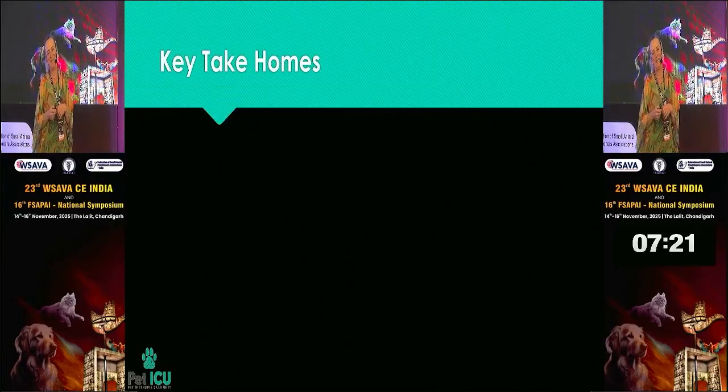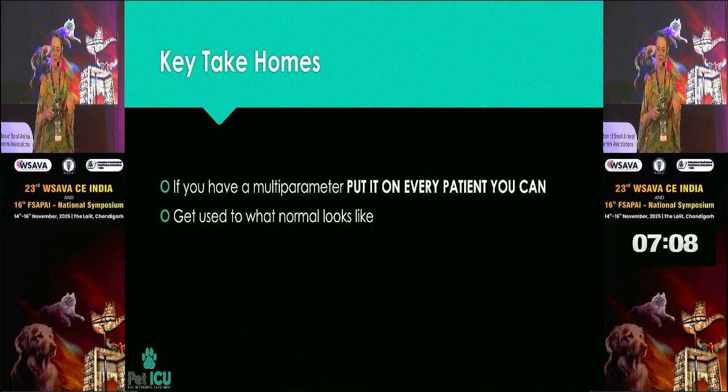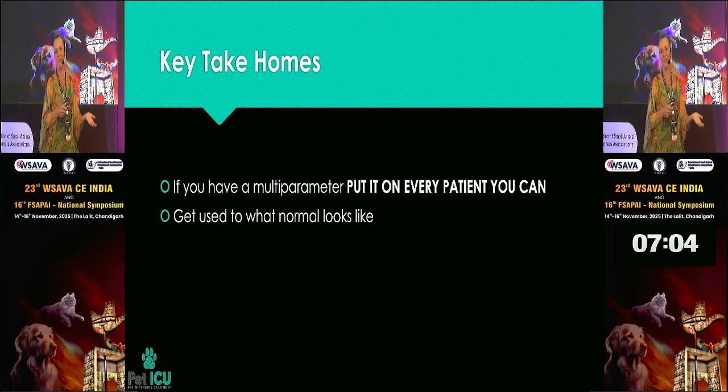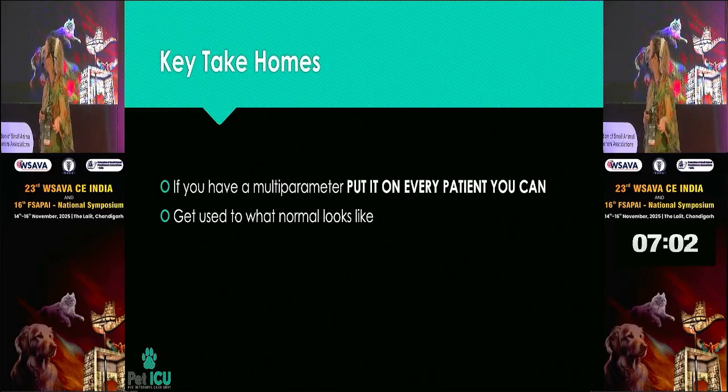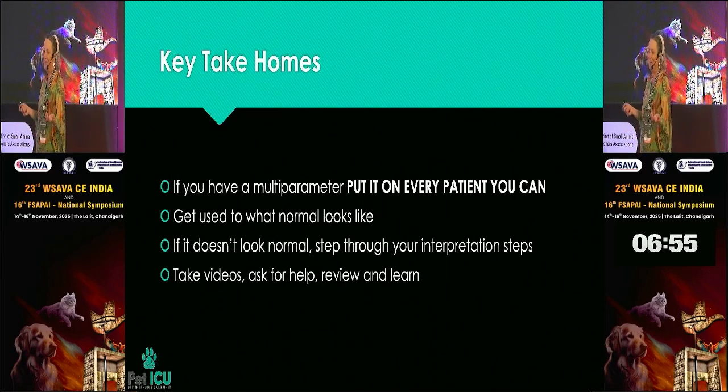I guess my key take home for this is if you've got a multi-parameter monitor, put it on everything. Your normal spay. Get used to using it all the time. You can very quickly get these on, and you get used to what normal is. So then when something's not normal, and especially having patients under GA, it's the best time to learn. You know what not normal looks like. Go through your interpretation steps. Take videos. You can look back at them and review with someone who's got more experience and learn.